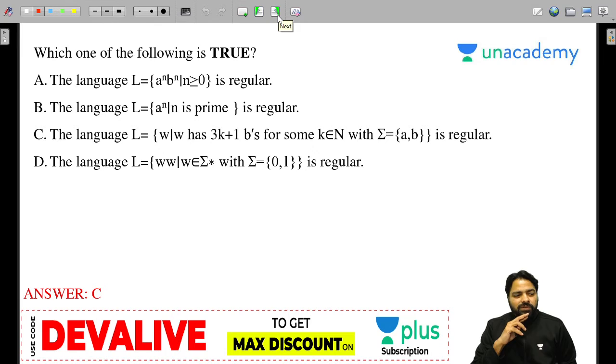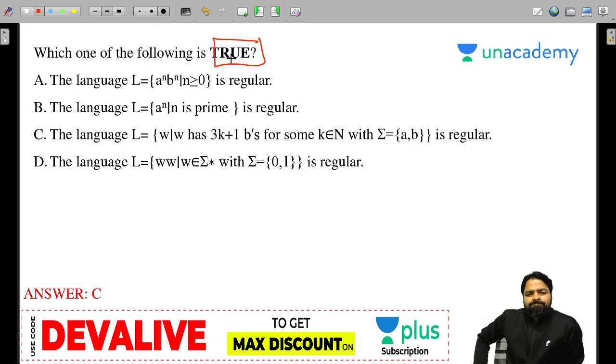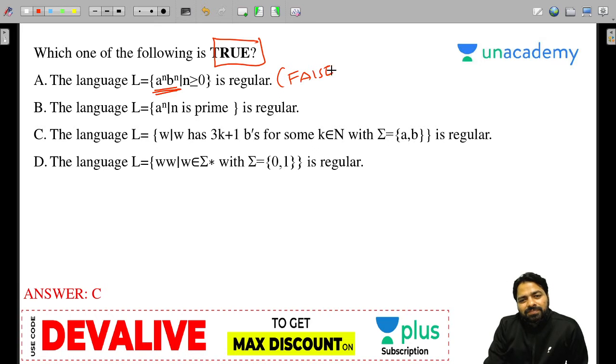Great. Next one. Which one of the following is true? Here they are trying to say everything is regular, and we need to find out which is actually regular. A power n, B power n is actually non-regular. You know that. It is false. And A power prime is also non-regular, but they are saying regular.